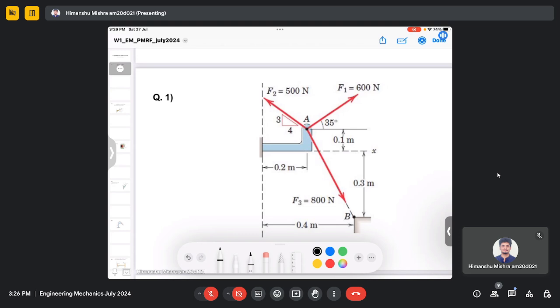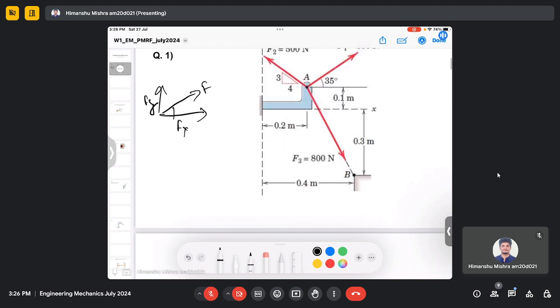So we have already seen how to find the components of the forces. If we are given any force F and a Cartesian coordinate system, then we can just use trigonometry to find Fx and Fy. So let's see how we can do that in multiple ways.